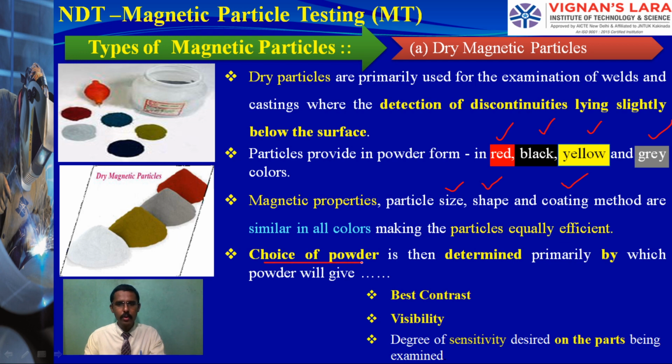The choice of powder is then determined primarily by which powder will have the best contrast. That point came here, which suits the best contrast and visibility. So based upon this, for these two, the colors are changed. The red, black, yellows are changed there. So that is our better understanding: the best contrast and visibility, and the degree of sensitivity designed for the parts being examined.